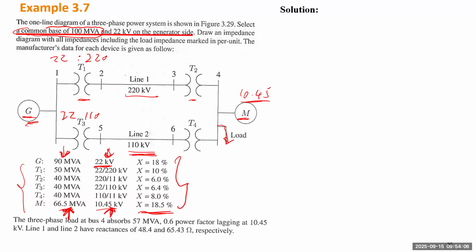But right now we want to change the power base. And the question also specifically asks you to use 22 kV on the generator side as the base voltage of the generator. So this is 22 kV, which is the same as the rated voltage, which is good. So for the generator, or also the transformer connected to the generator, we don't have to change the voltage base. We only need to change the power base.